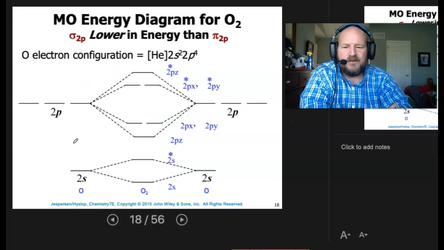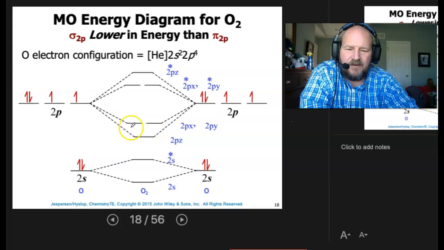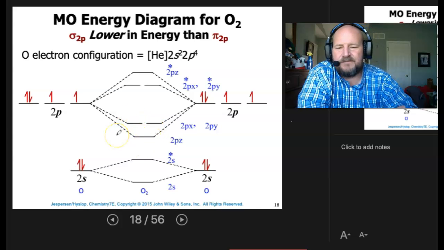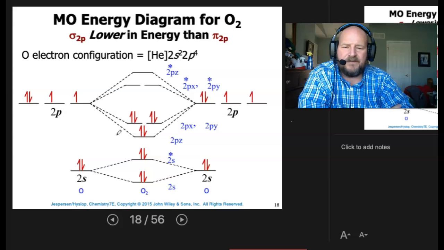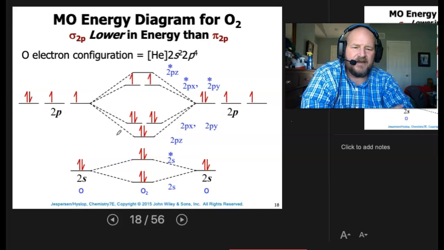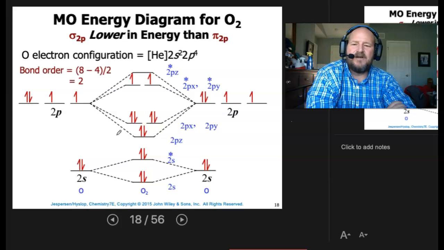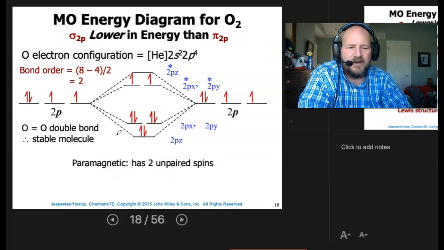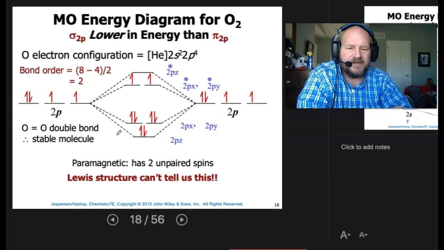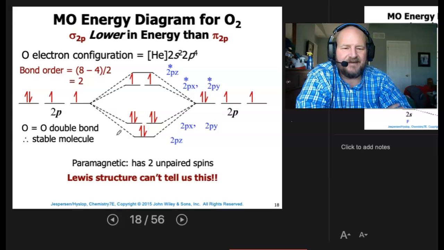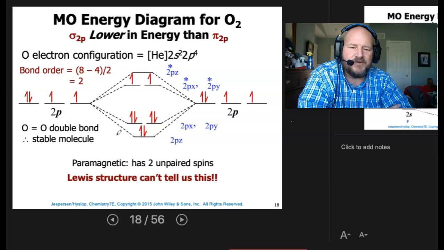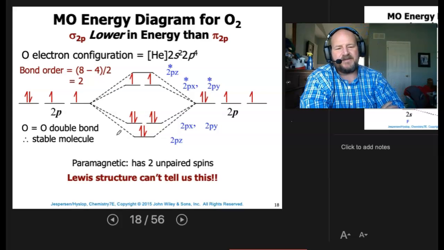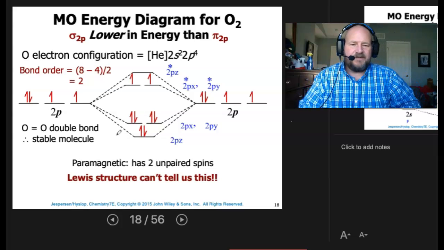We get to O2, and now we're going to see that it flips. Remember, the px-py is now higher in energy than the sigma. We're going to fill all the way in, and then we're going to get 2 unpaired electrons in the star. So now we're going to get 8 minus 4, which means we should expect a double bond for the oxygen. However, it's paramagnetic because it has 2 unpaired spins. Now, what's interesting is the Lewis structure couldn't tell us that.